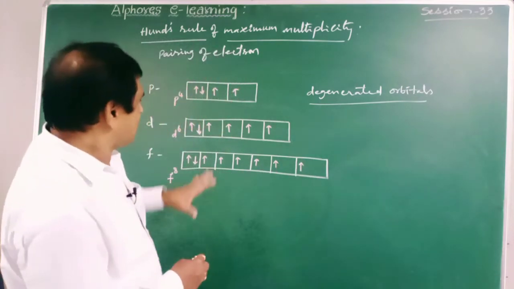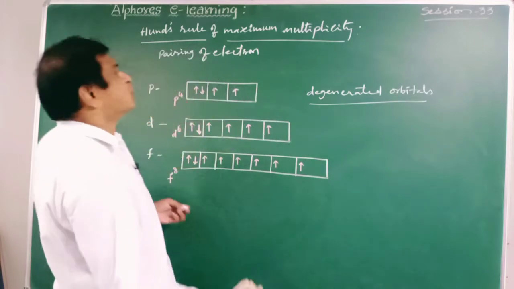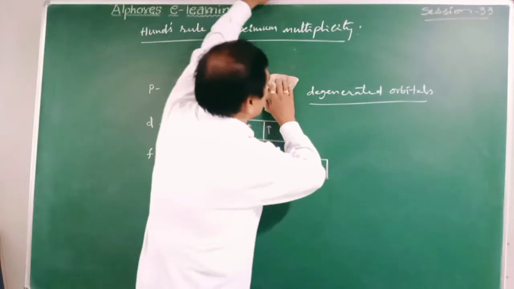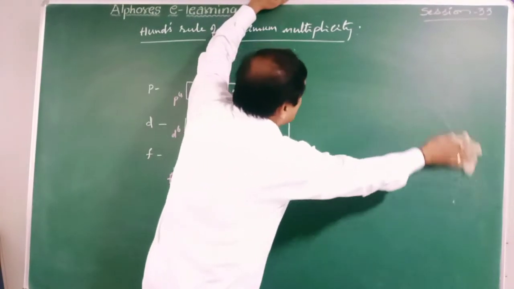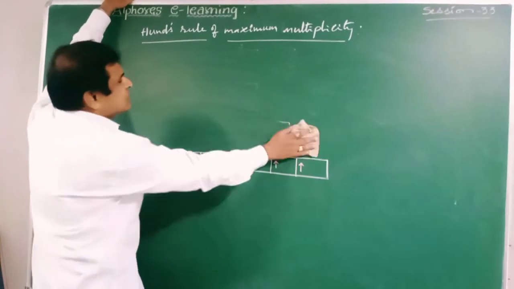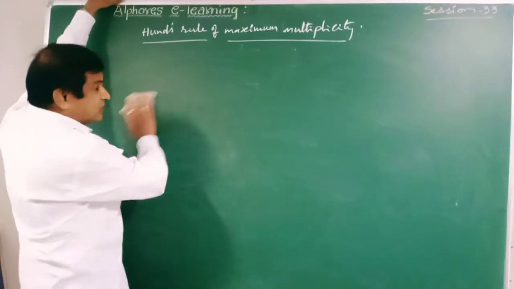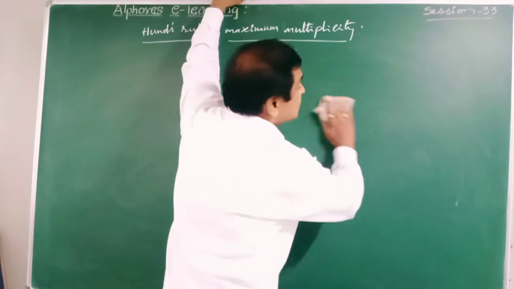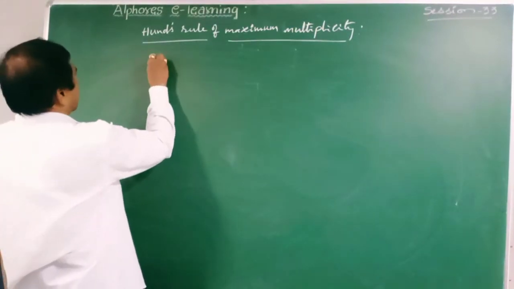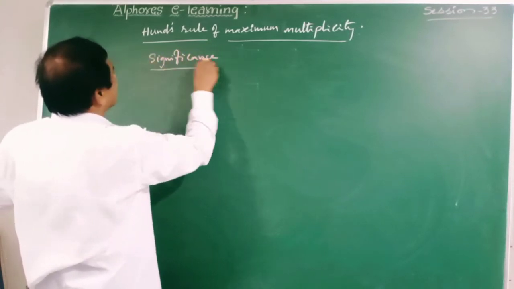Then what is the significance of this rule? Next, let us go for the significance of Hund's rule. What is meant by significance? It means the importance. What is the importance of Hund's rule? Hund's rule signifies the stability of an atom or ion.